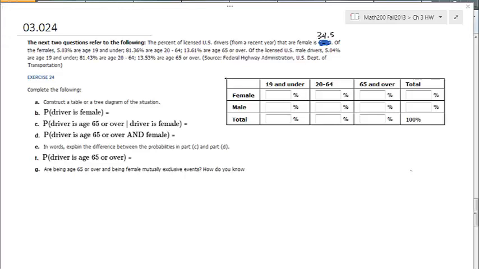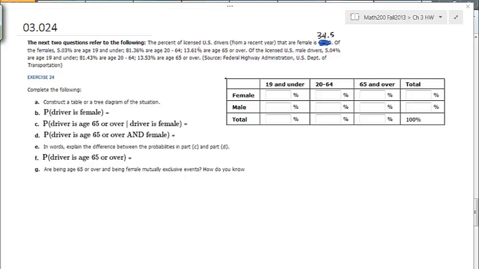This is problem 24 from chapter 3. We have the question. I changed this question a little bit just so it'll look a little bit different and you have to figure out the work in your homework. But it's going to be the same setup.